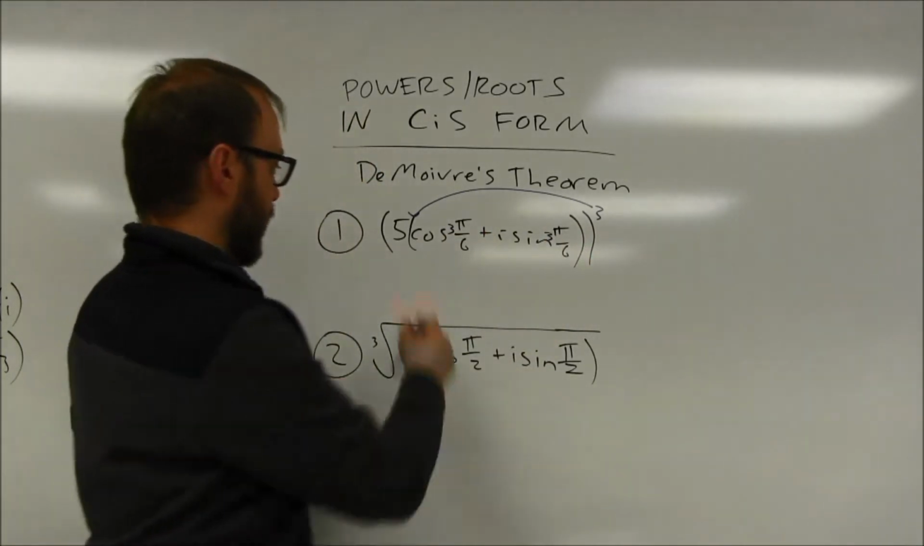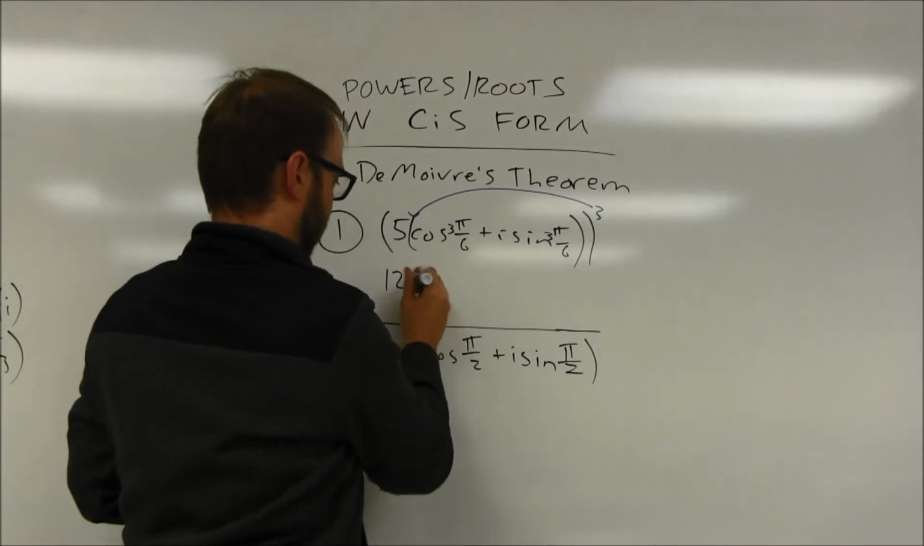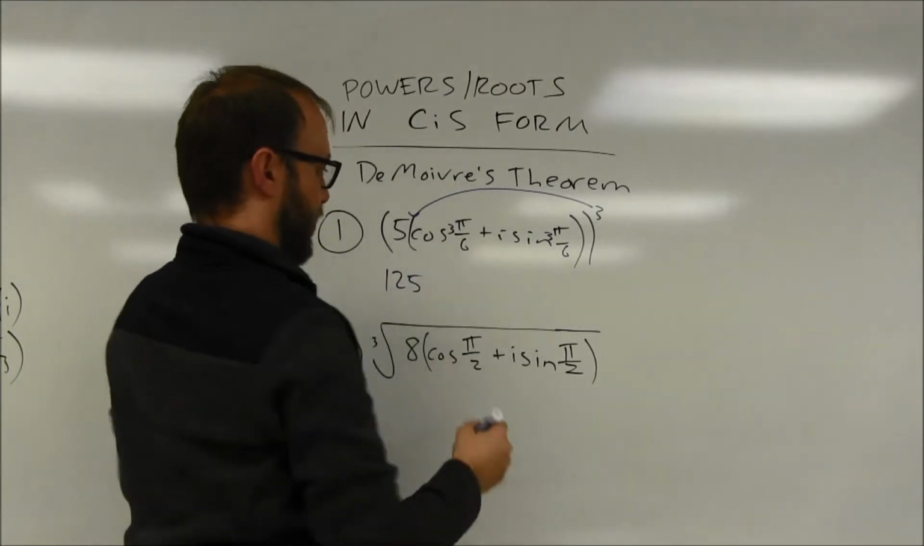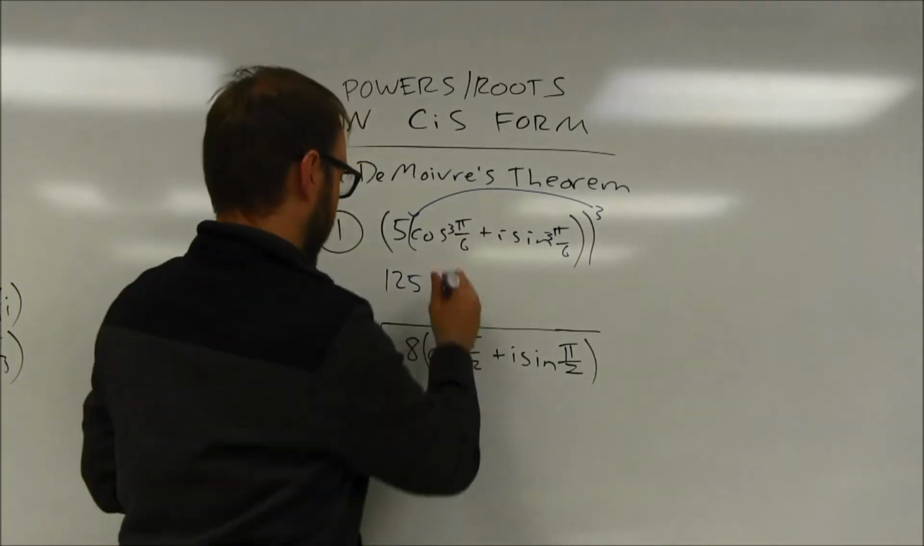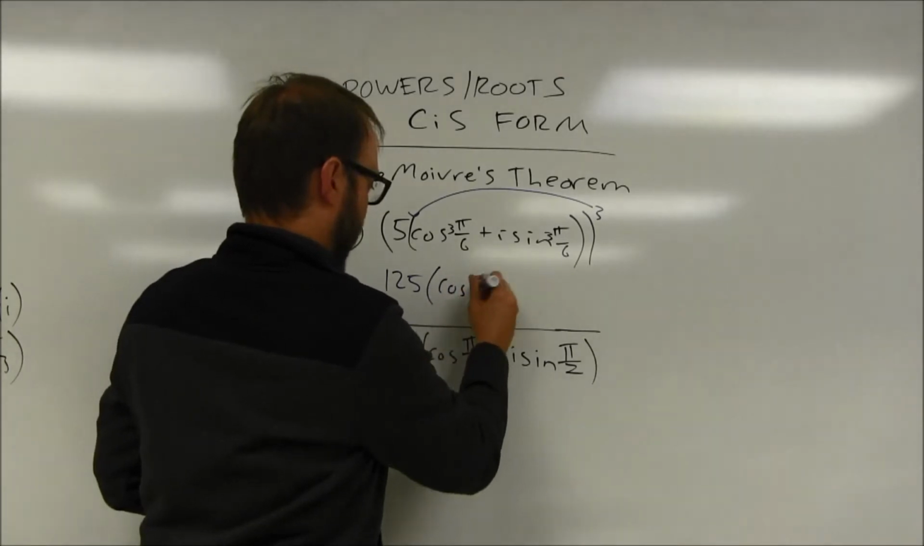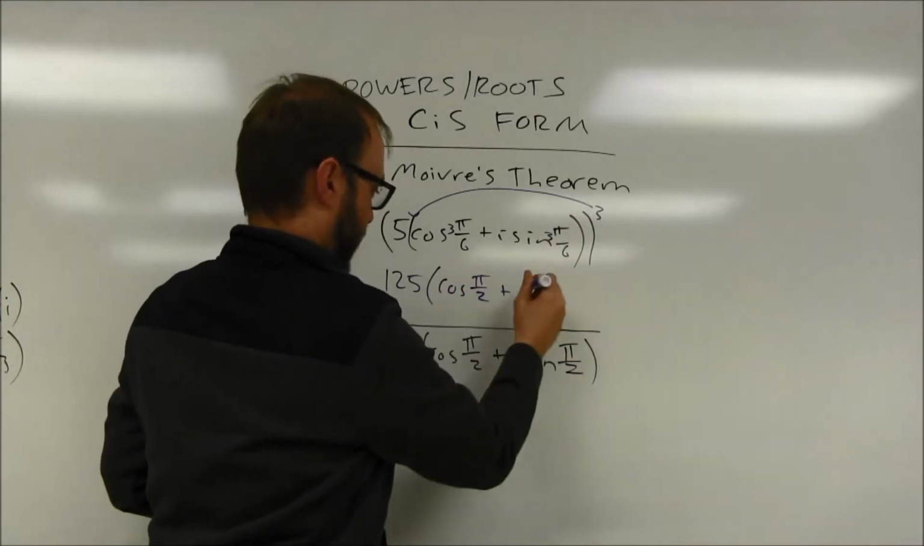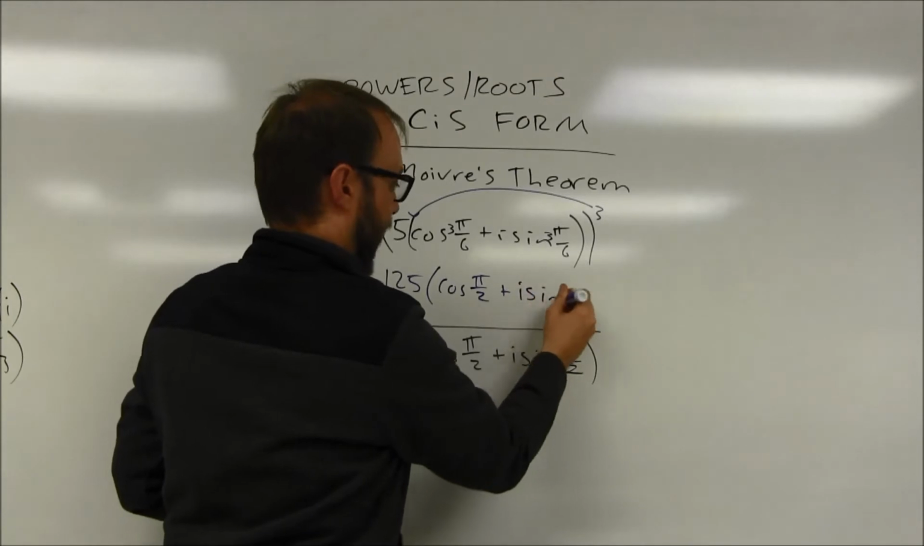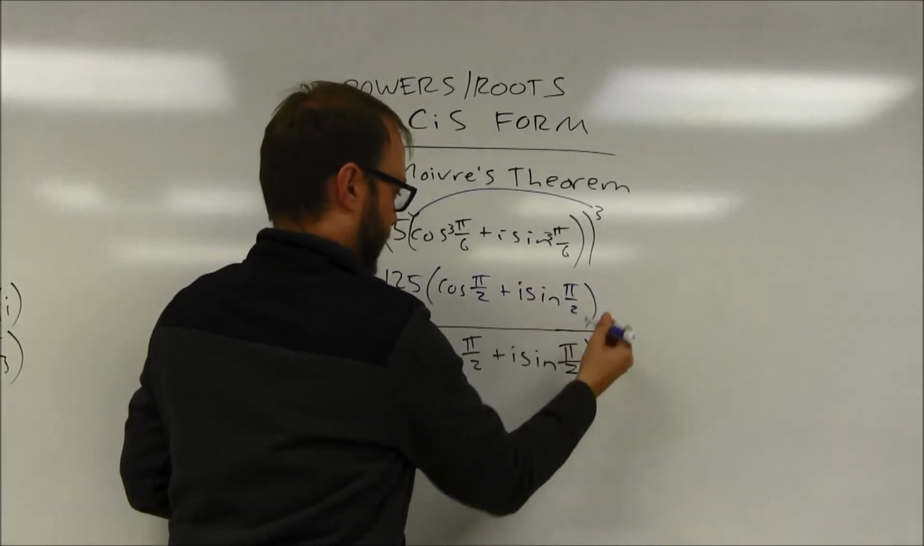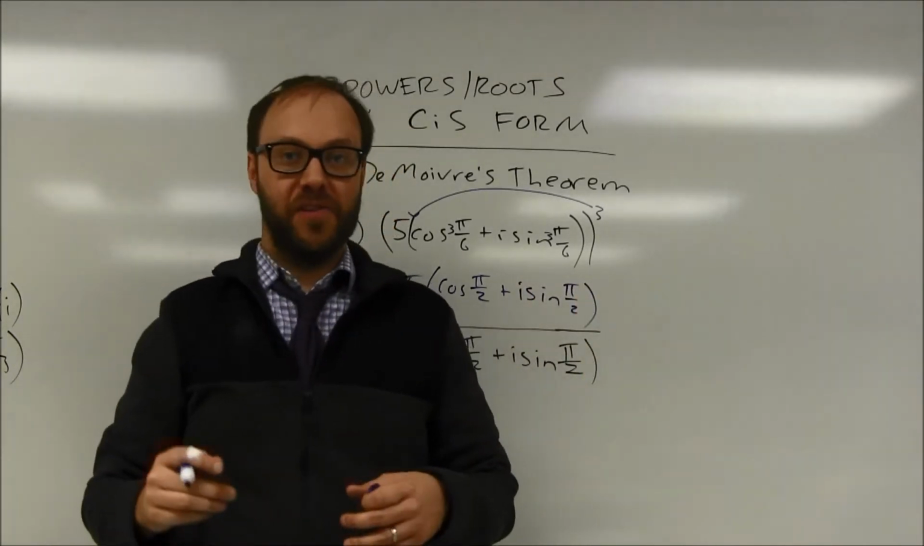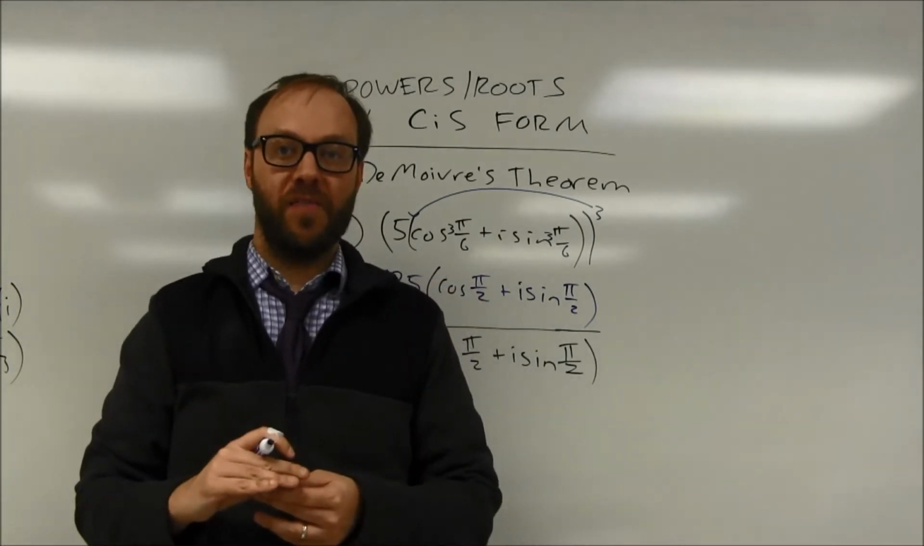And as a result, 5 cubed, of course, is 125. 3 times pi over 6 would be 3 pi over 6, which is really pi over 2. And then, of course, you've got the same angle there, so you've got plus I sine of pi over 2 there as well, and that's your final power. So that's essentially the takeaway from DeMoivre's theorem.